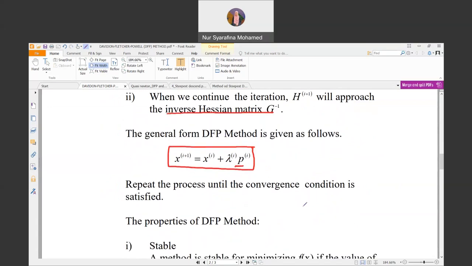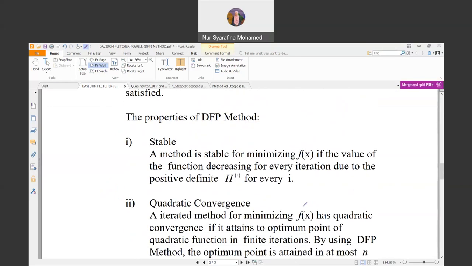So what are the properties? This method is stable. A method is stable for minimizing f(x) if the value of the function decreases for every iteration due to the positive definite H_i for every i. Remember, because we use identity.